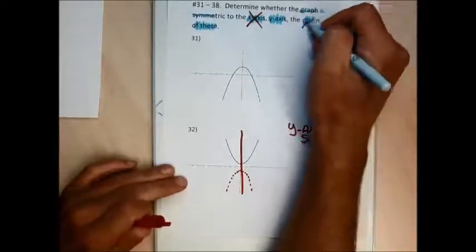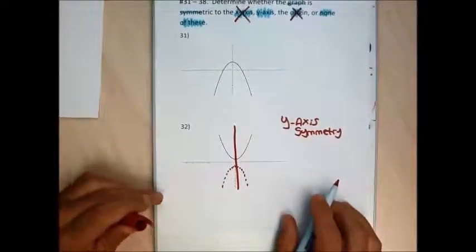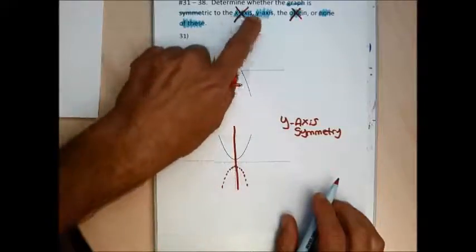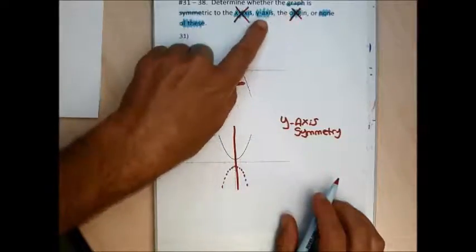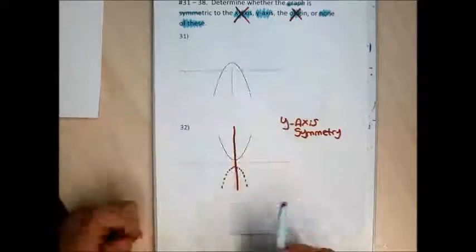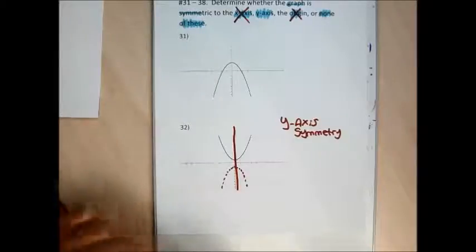So when I go to answer problem 32, I'm going to say it has y-axis symmetry, it doesn't have x-axis symmetry, and it doesn't have origin symmetry. And because it has y-axis symmetry, I'm not going to use none of the above as an answer, because I only use none of these if it doesn't have any of the 3.